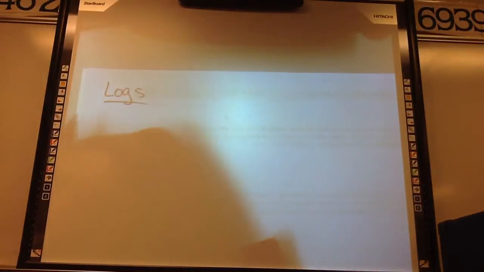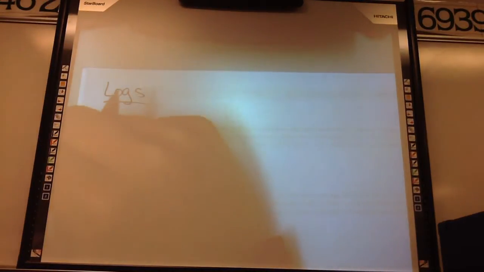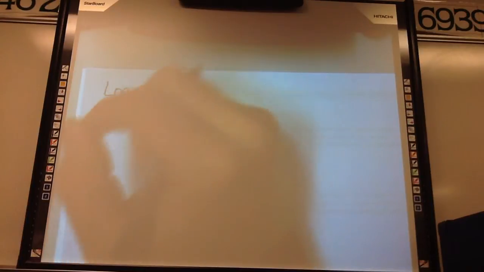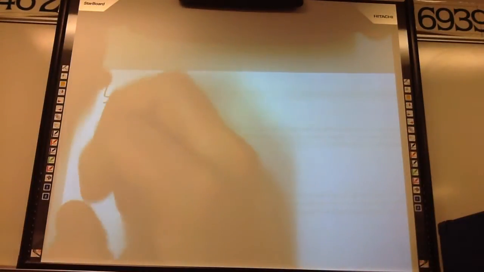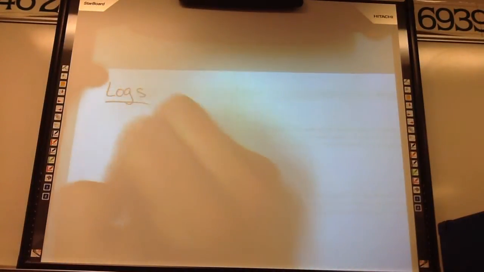What do you know about logs? Logarithms. And then like a base. Do you use a calculator to figure them out? Yeah, you mostly use your calculator. Are you gonna let us use the calculator? Yeah. Yep.